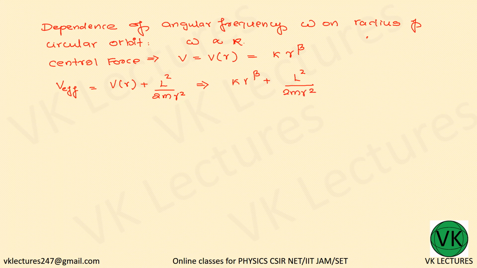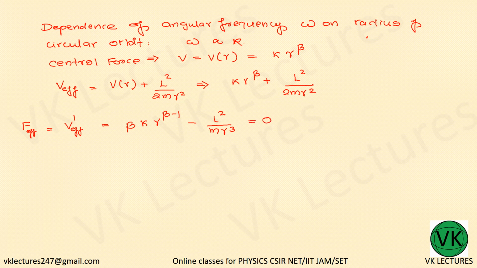Now the effective force, V effective dash, is equal to the first derivative of V effective with respect to r. That gives beta k r to the power beta minus 1 minus L square divided by m r cube. So this is the effective force. But we know that the effective force is equal to 0.